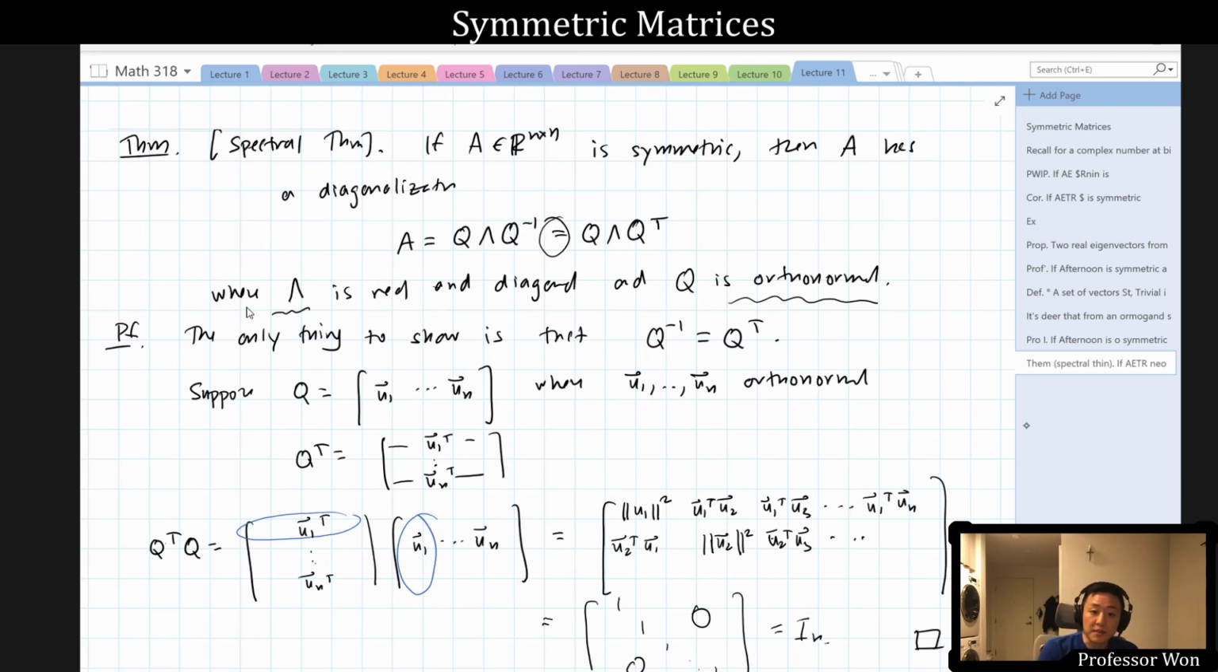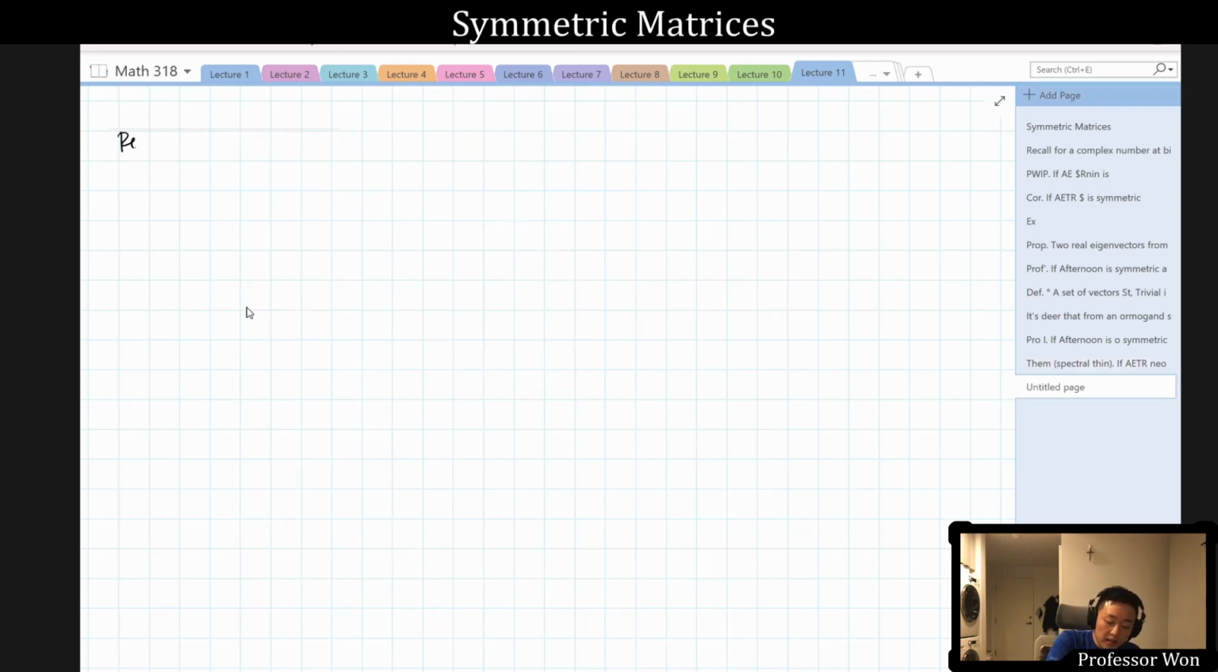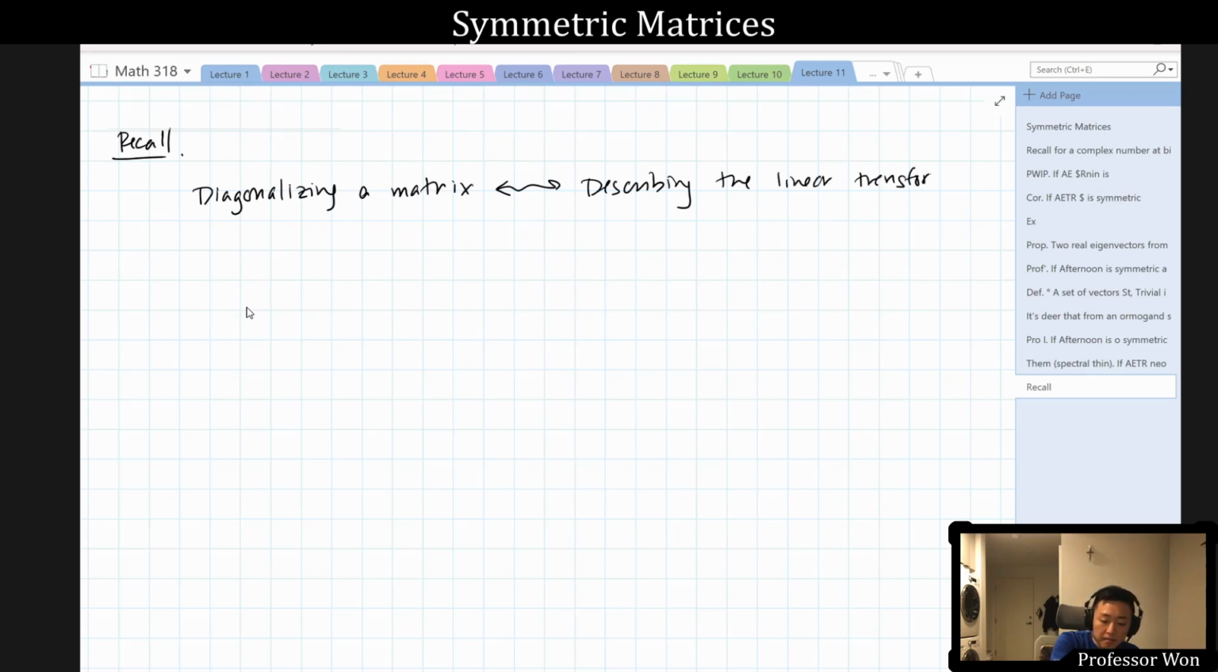Okay, so this spectral theorem is really the whole point of today's lecture to get to this point. But there is one last thing in the notes, which is not actually really anything new. It's just sort of a recall that diagonalizing a matrix is the same thing as describing the linear transformation as diagonal with respect to a different basis.